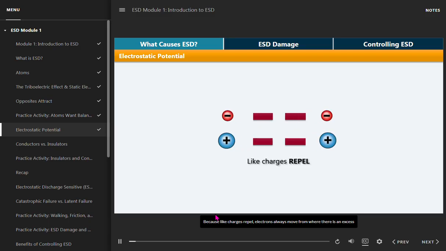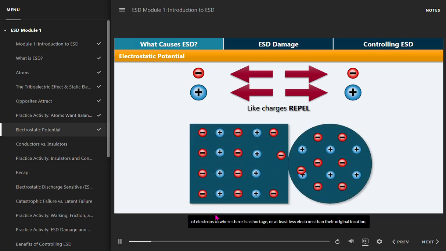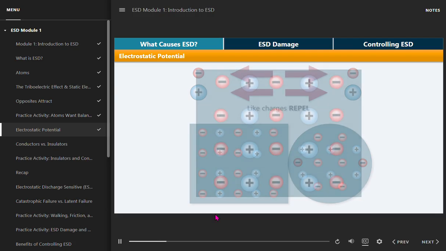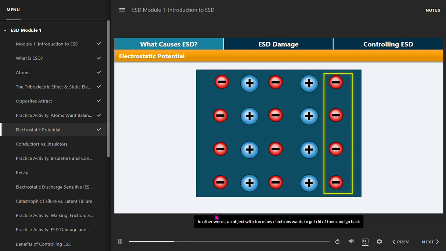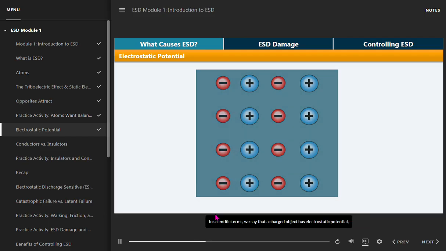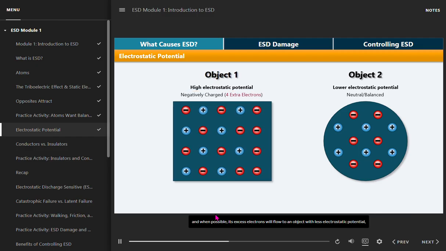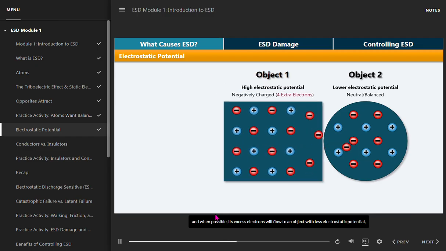Because like charges repel, electrons always move from where there is an excess of electrons to where there is a shortage, or at least fewer electrons than their original location. In other words, an object with too many electrons wants to get rid of them and go back to having the same number of negatively charged electrons and positively charged protons. In scientific terms, we say that a charged object has electrostatic potential, and when possible, its excess electrons will flow to an object with less electrostatic potential, so that both objects are at the same electrostatic potential.